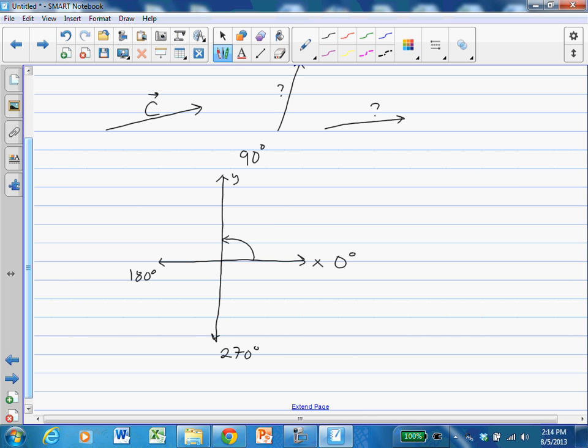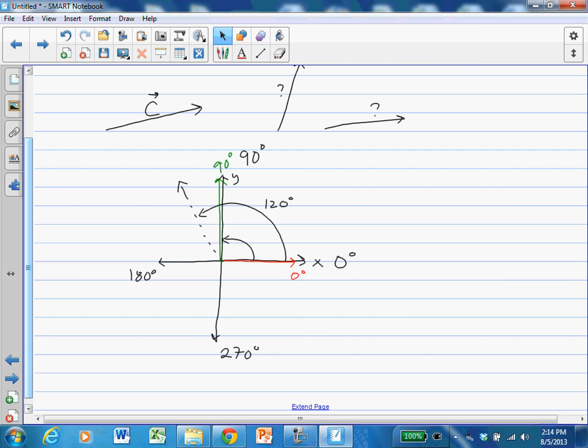A vector, say, like this, that would be, say, around 120 degrees. So a vector like this is 0 degrees. A vector like this is 90 degrees. And a vector like this is 120 degrees. Okay?